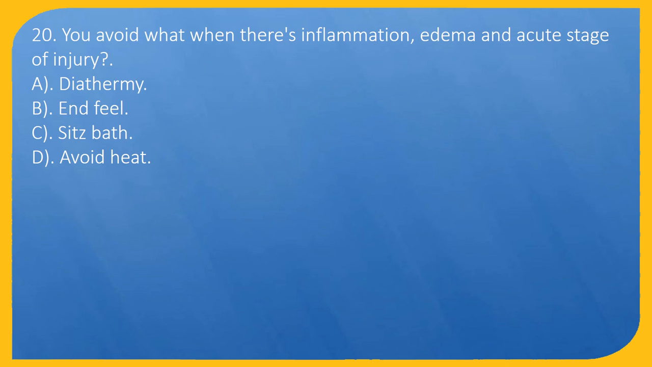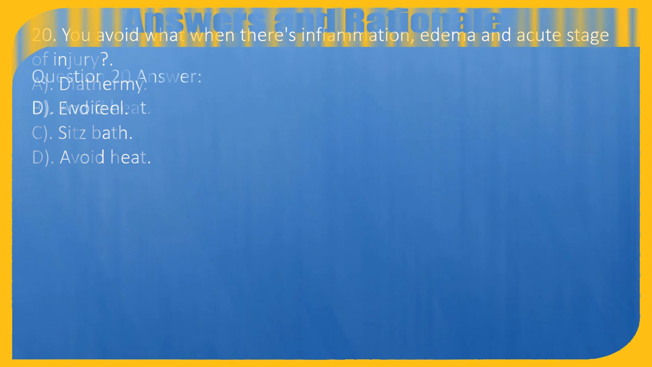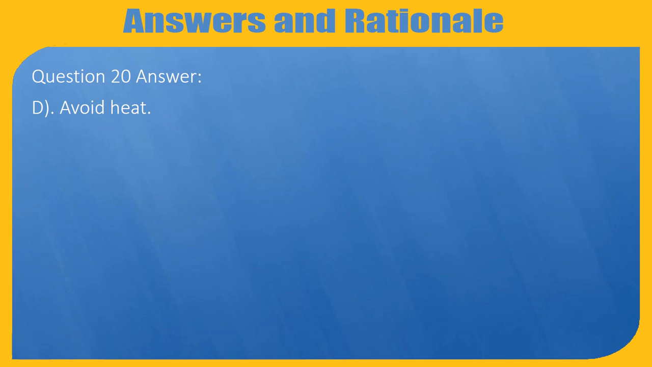Question 20. You avoid what when there's inflammation, edema and acute stage of injury? A. Diathermy. B. Onset of end feel. C. Sitz bath. D. Avoid heat. Question 20. Answer D. Avoid heat.